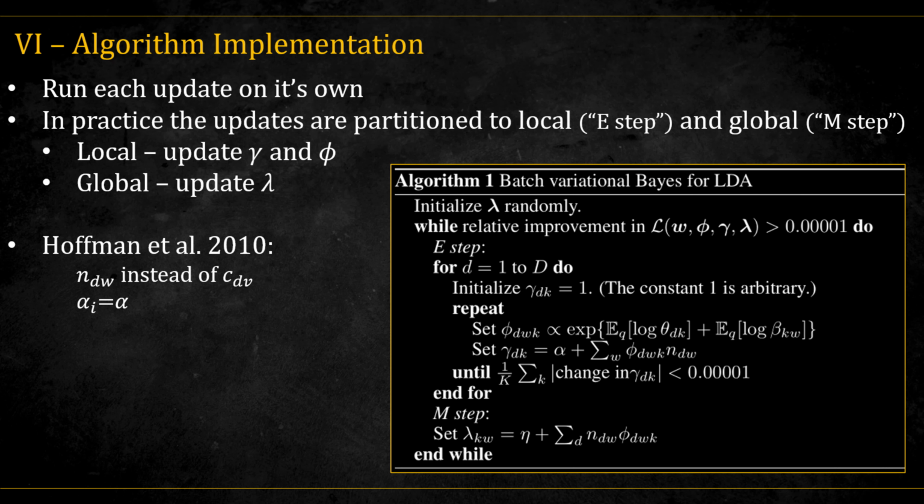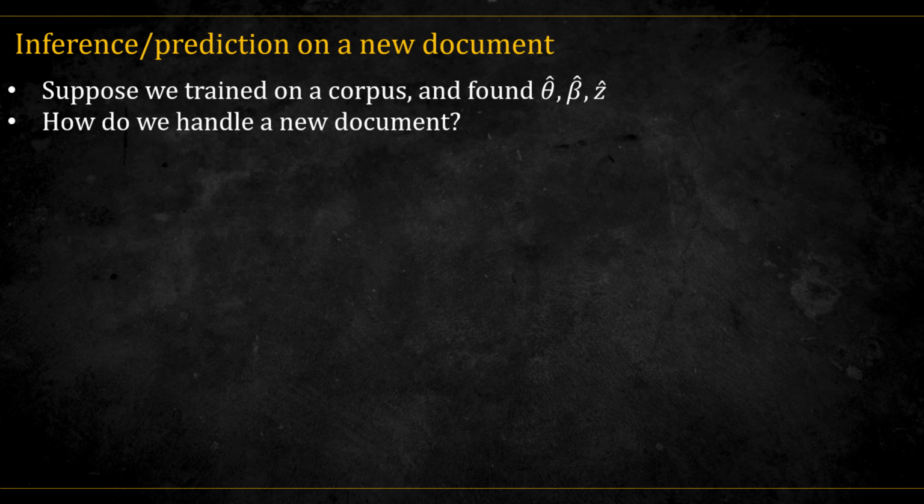On the right, you can see the algorithm as it was presented by a paper from Hoffman and Associates in 2010. The only difference here is that they used n and w instead of c and v, and also that they have a constant symmetric alpha. Also, they found the algorithm works better if you reinitialize the gammas and phis in the beginning of every global iteration.